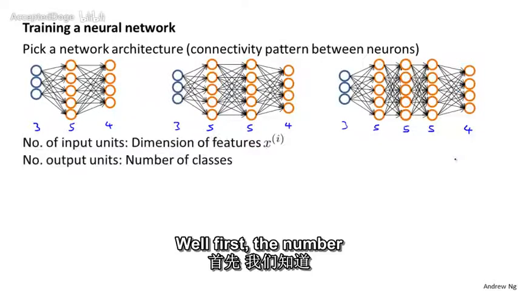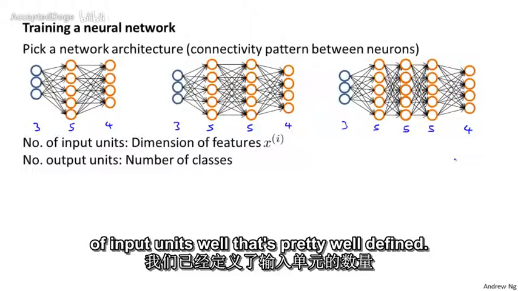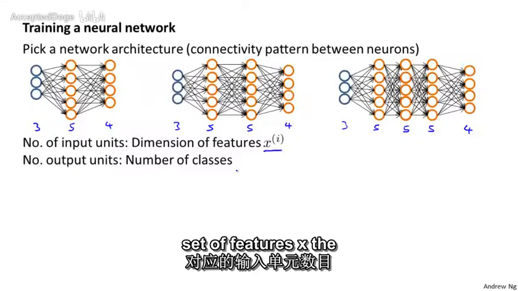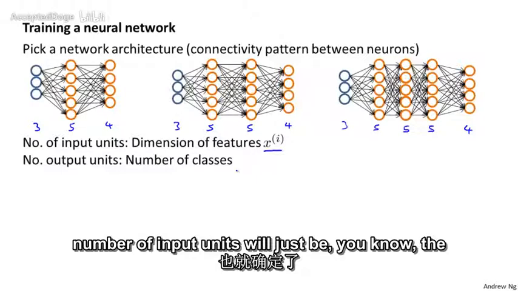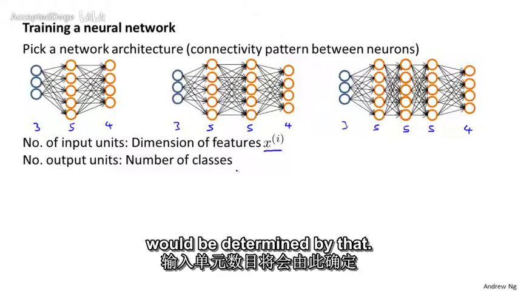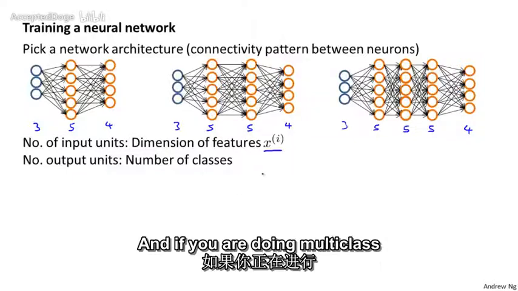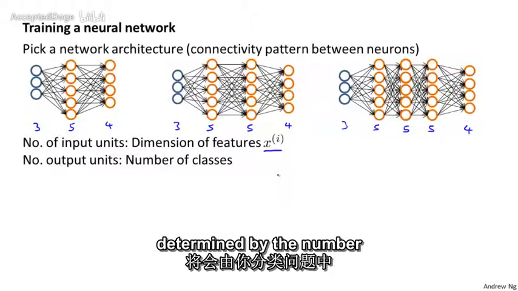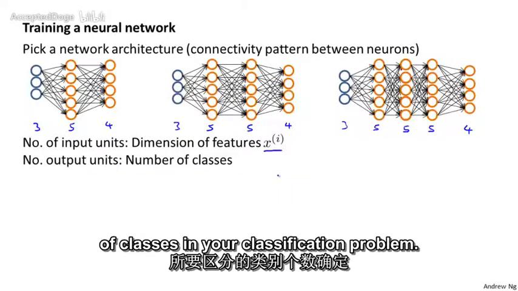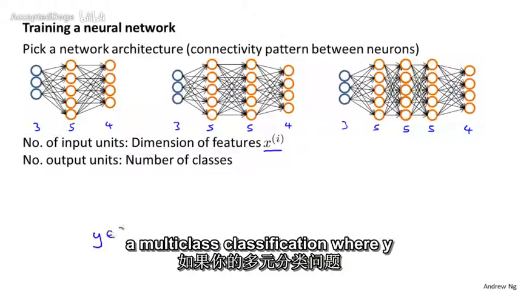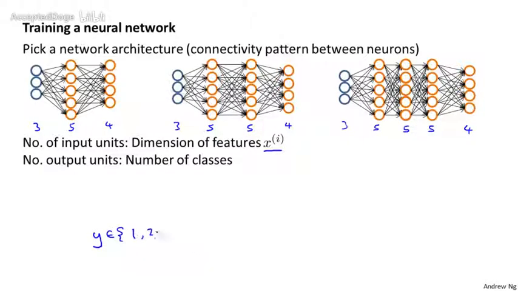Well, first, the number of input units, well, that's pretty well defined. And once you've decided on a fixed set of features x, the number of input units would just be the dimension of your features x^(i), determined by that. And if you're doing multi-class classification, the number of output units will be determined by the number of classes in your classification problem.